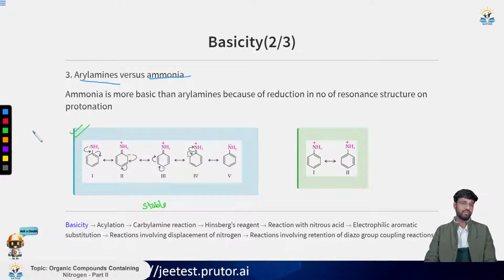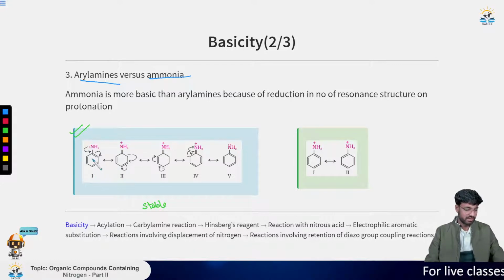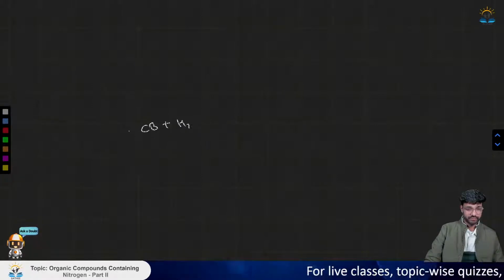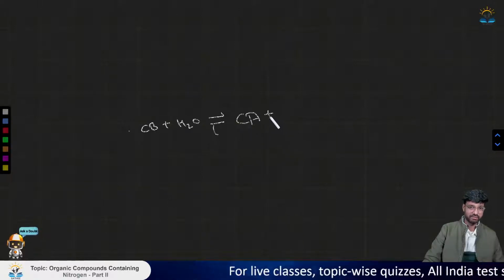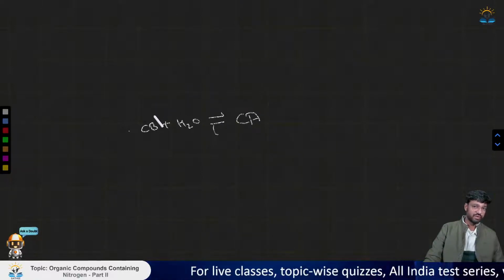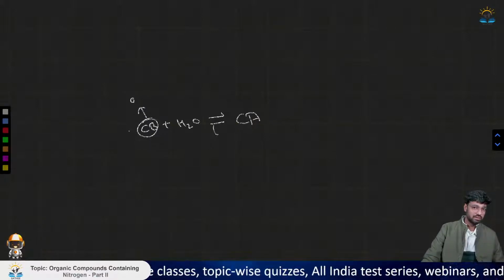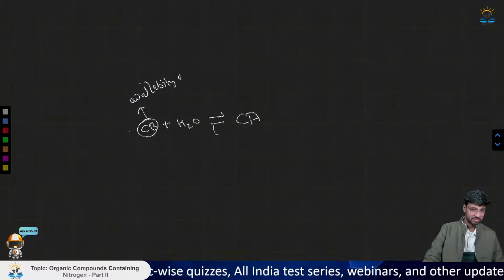And second, the lone pair that is present on nitrogen is delocalized over the ring. So if you look at the starting page, suppose this is the reaction that we are having. Two things we see. This is our conjugate base, with H2O it is going to the conjugate acid. Now if you look at this, then you will see the availability of electrons.